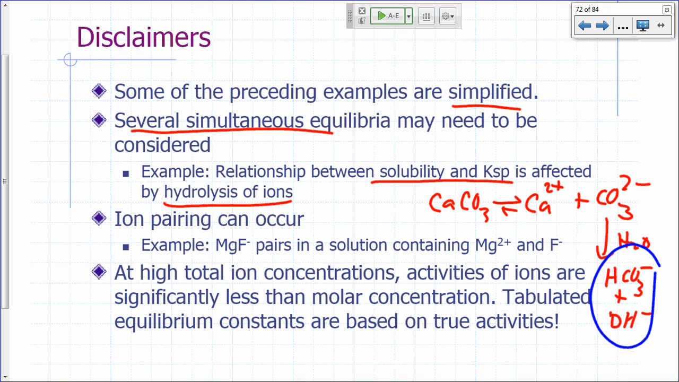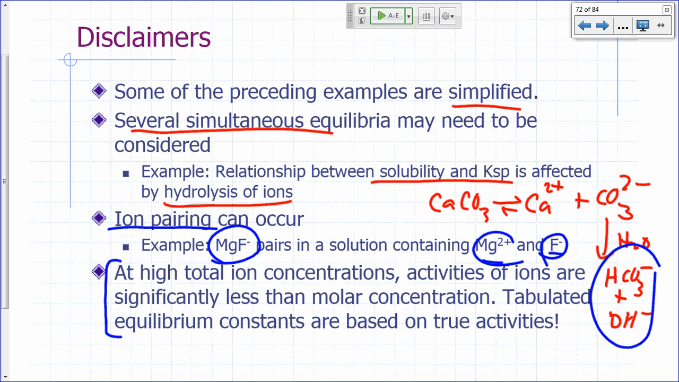You can also have ion pairing in solution. So for example, if you have a solution that contains magnesium and fluoride ions, you can have pairs of magnesium and fluoride. That would lower the effective concentration of magnesium and fluoride ions.